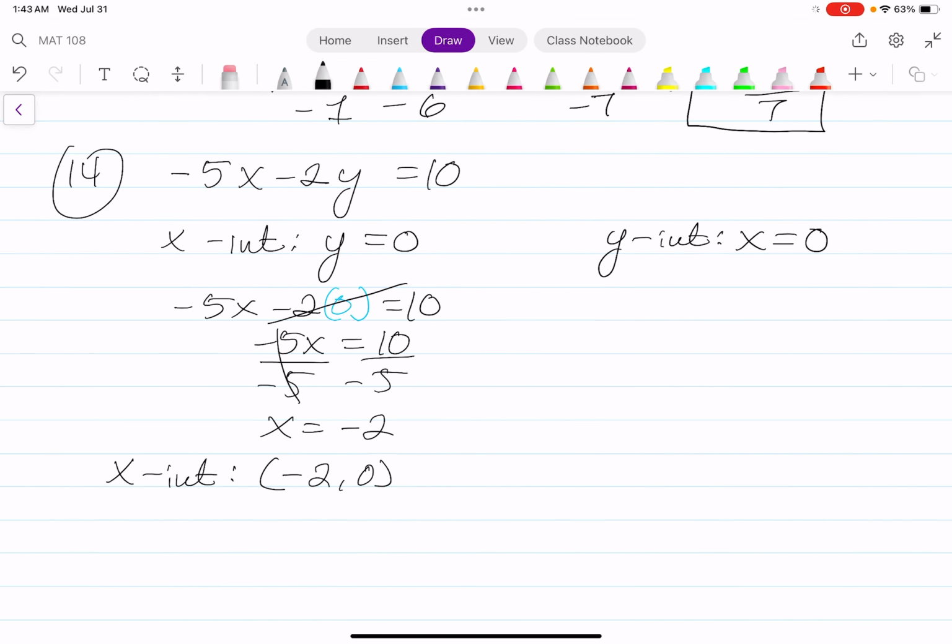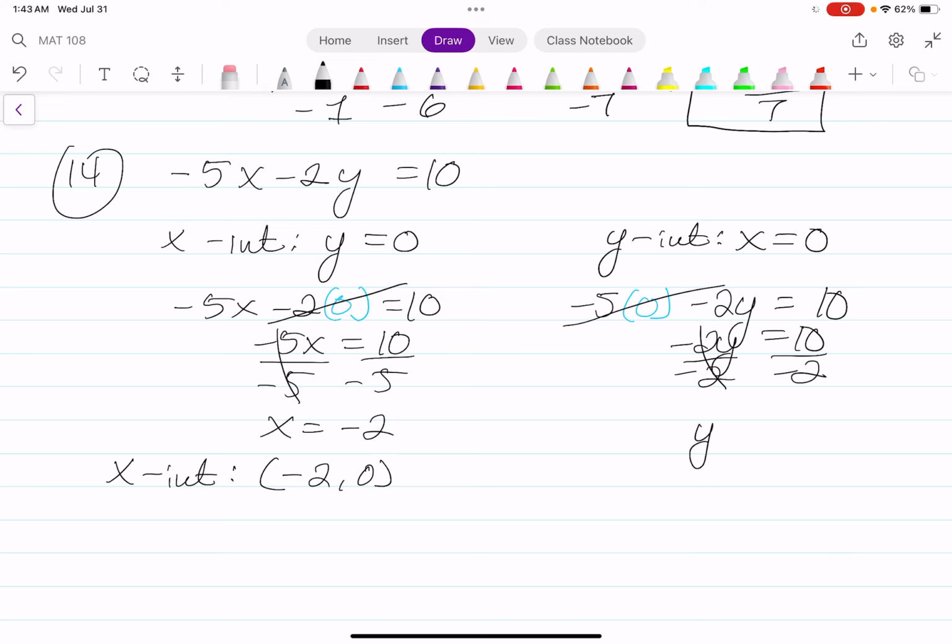To find the y-intercept, substitute 0 in for x and solve for y. So negative 5 times 0 minus 2y equals positive 10. Negative 5 times 0 is canceled. So that's going to be negative 2y equals 10. Divide both sides by negative 2. Y equals negative 5. So the y-intercept is going to be the coordinate 0, comma negative 5.